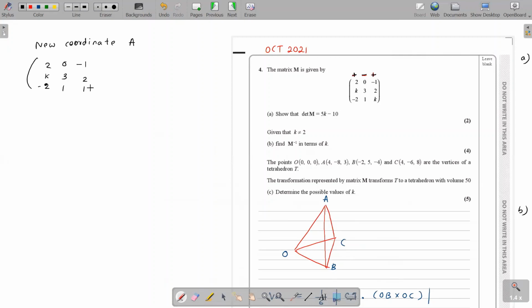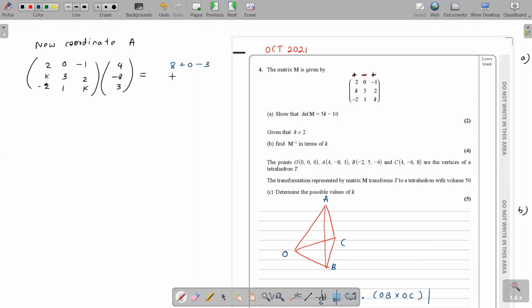Can you all quickly get it in matrix form? The coordinate A is (4, -8, 3). Multiply, what do you get? The entire row multiplies with this to give the first element. So 2 times 4 is 8. 0 times -8 is 0. -1 times 3 is -3. That's the first x value.